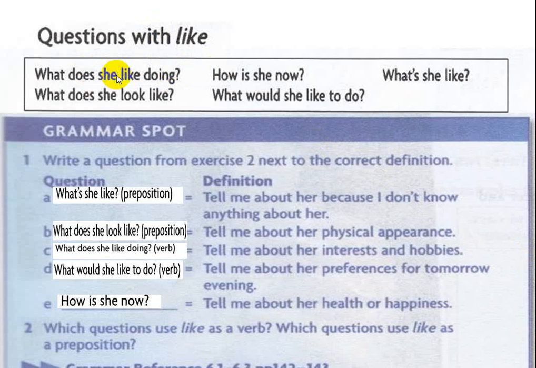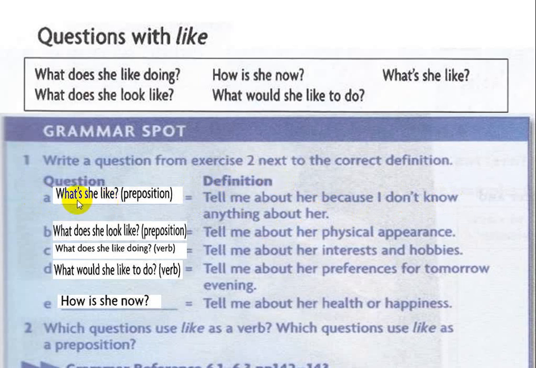Questions with like. We have some questions in the box. Write a question from this box next to the correct definition, and say which question uses like as a verb and which uses like as a preposition. First of all, A. The definition is: tell me about her because I don't know anything about her. Which question goes with this definition?